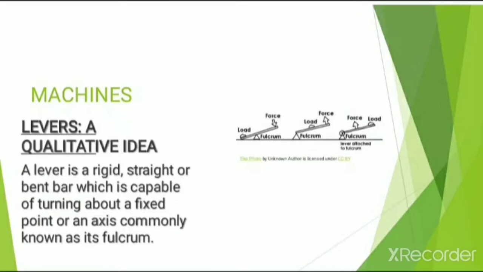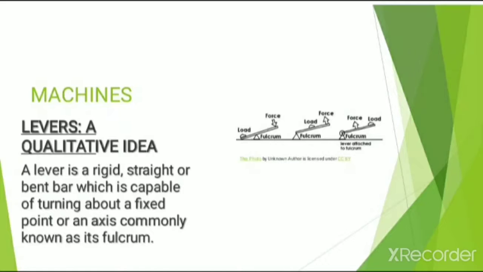Today I'll start with chapter 3, that is known as machines. Today I'll start with the topic levers, and the main descriptive part of the levers has been eliminated from the ICSE syllabus. Now only a qualitative idea is left, only the definition and the types with example. So we'll go through the definition.